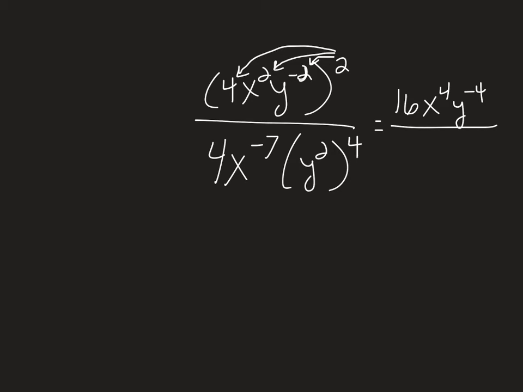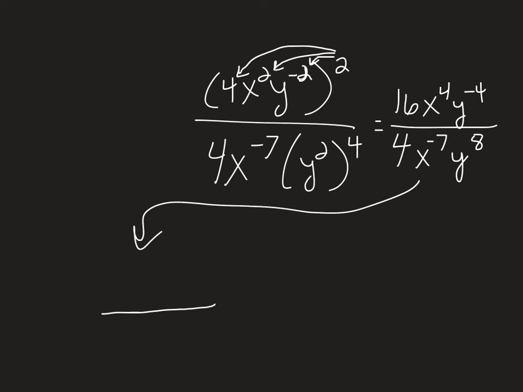Alright, on the bottom we have a 4 still. We have the x to the negative 7, and then we have a power to a power rule. Again, you multiply, so this will be a y to the 8th. Okay? And then once you get here, we're going to have a fraction. You can do these in parts. We are going to simplify the numbers, then we'll simplify the x's, and then we'll simplify the y's. Alright, first thing is, what is 16 divided by 4? That simplifies to just a 4 on the top, and really a 1 on the bottom, but we're not going to write the 1 on the bottom because we don't need that.